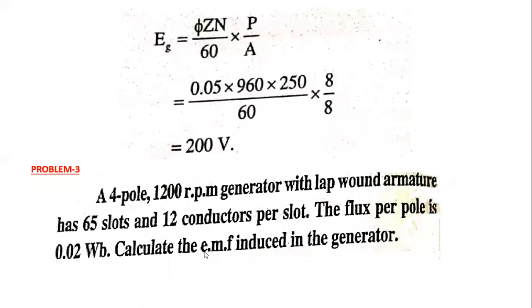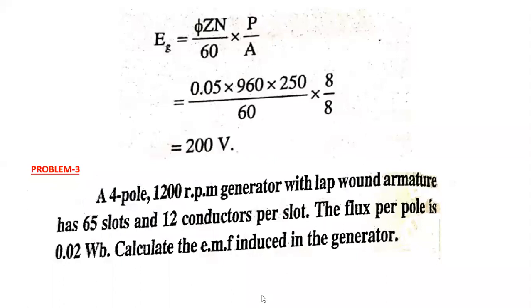Therefore phi is equal to 0.02 Webers. Then calculate the EMF induced in the generator. What is the EMF induced in the generator? How will it be calculated?